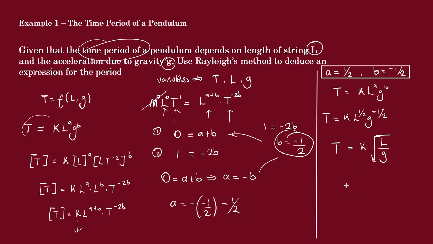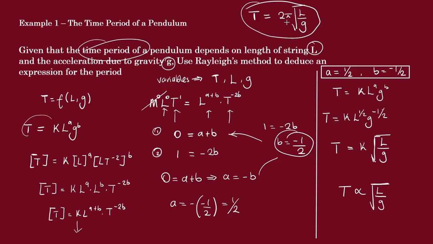So if we were to drop this constant and just look at proportionality, what is t proportional to? So t is proportional to the square root of the length of the pendulum divided by the acceleration due to gravity. And to see how powerful this is, if we recall the actual formula for the period of a pendulum, we know that t is 2 pi root L over g. So it has given us the exact formula except for explicitly giving us the constants. So that's the advantage of Rayleigh's method.